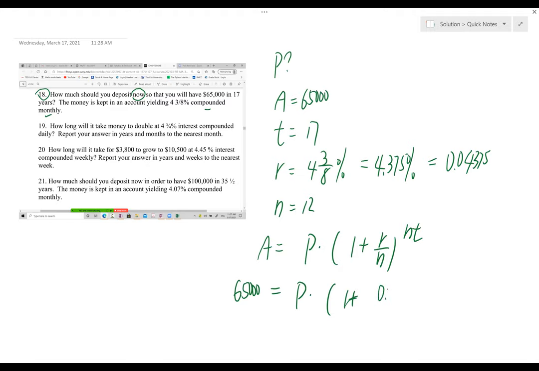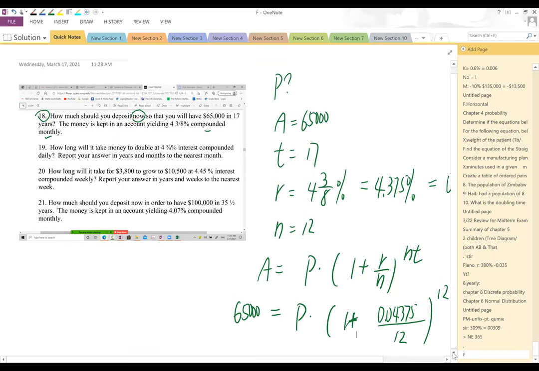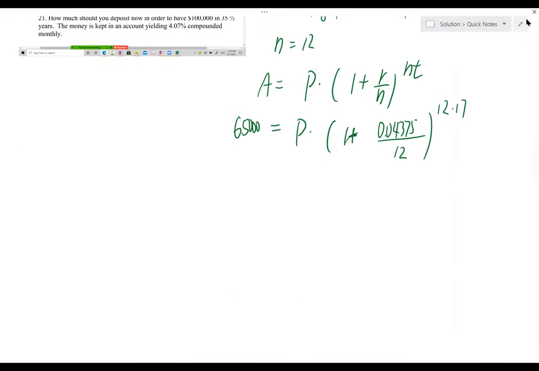0.04375 by 12 and raised to 12 times 17. And we can get a well rounded number here for the exponent. If you want to simplify that, feel free to do so. 12 times 17 turned out to be 204. So the exponent here is 204. Okay, we'll go from here.